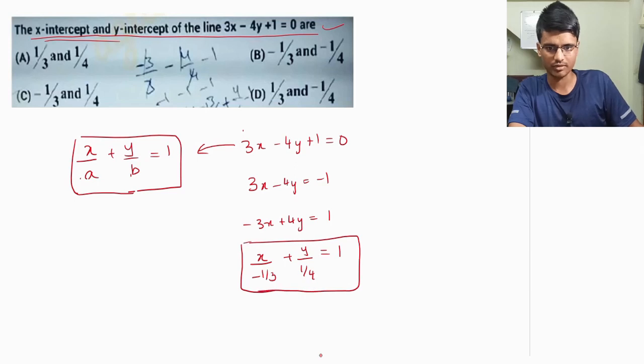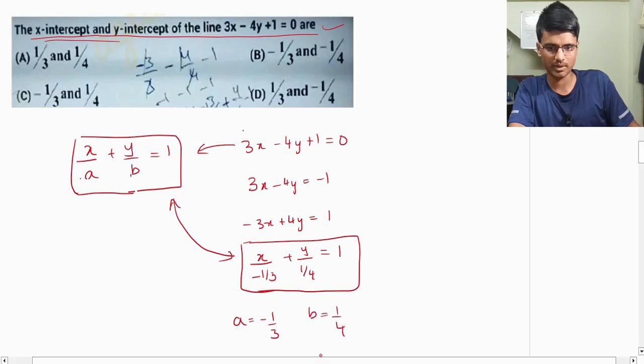Okay, I have done a trick here, simple thing. Now these two equations I can compare. Now comparing these two equations, tell me what is a. A is minus 1 by 3. What is b? It is 1 by 4. So my x-intercept is minus 1 by 3 and my y-intercept is 1 by 4. So the correct answer is option C. So this is how you solve the question.